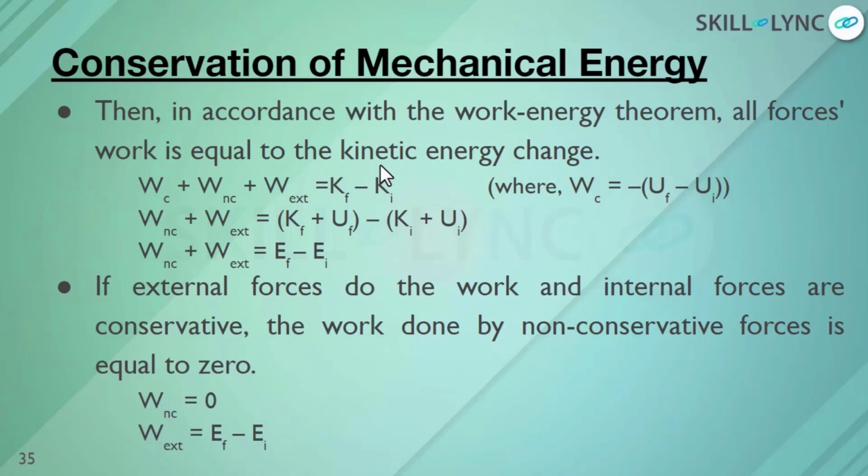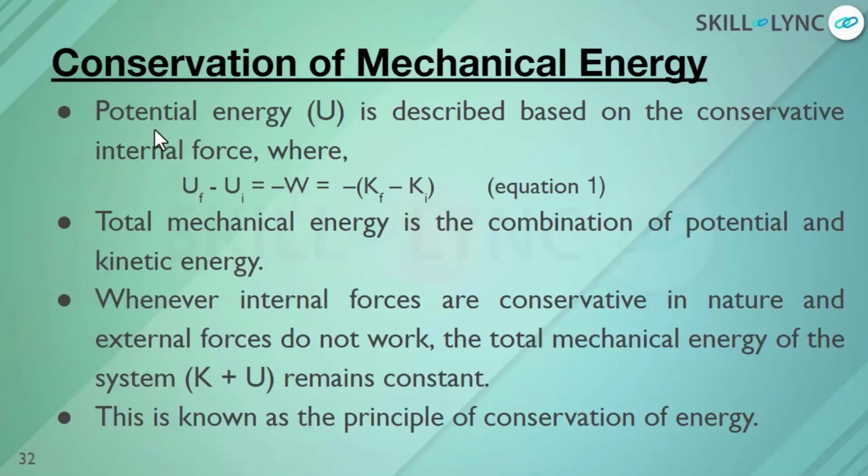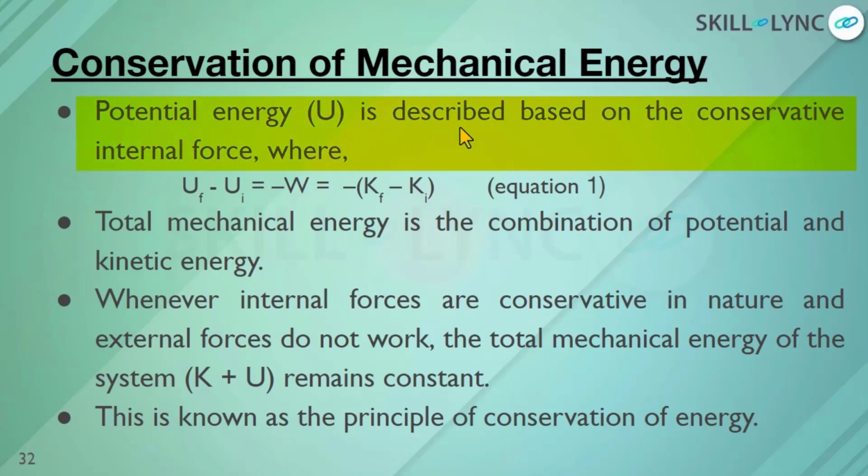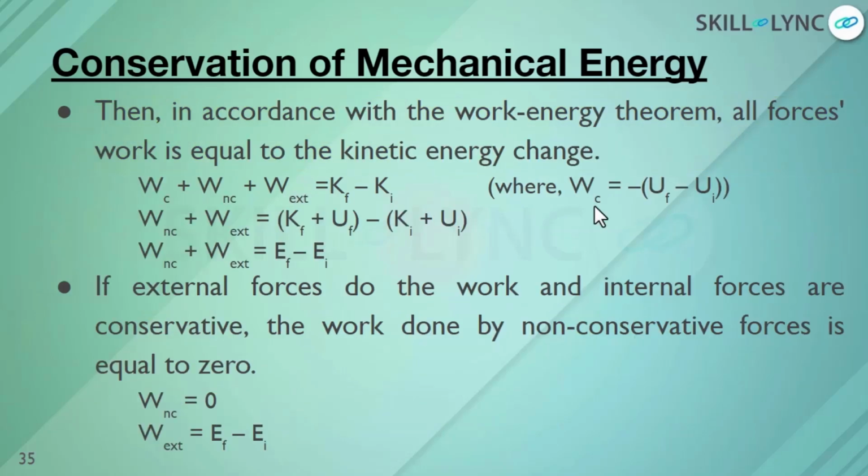How do we know that? Let me refer to previous slides. Here, in point 1, we have already mentioned that potential energy, that is U, is described based on the conservative internal forces. The same thing is here. WC is work done by conservative internal forces. Therefore, work done by conservative internal forces can be written as minus of Uf minus Ui, where Uf stands for final potential energy and Ui stands for initial potential energy.